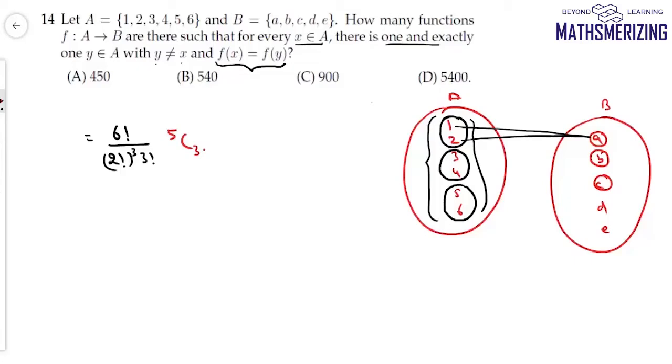Now we have 3 groups and we have 3 elements, and we need to map these groups to these images. These 3 groups in A can be mapped to these three elements in B in simply factorial 3 ways. So the total number of such functions will be factorial 6 upon factorial 2 cube, factorial 3, times 5C3 times factorial 3. Now factorial 3 will cancel. Factorial 6 is 720, factorial 2 cube is 8 and 5C3 is 10. So this is 720 into 10 divided by 8, which is simply 900. So the number of such functions is 900, which is option number C.